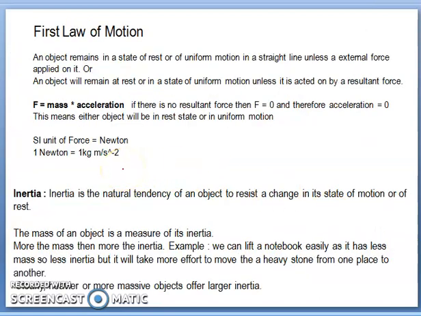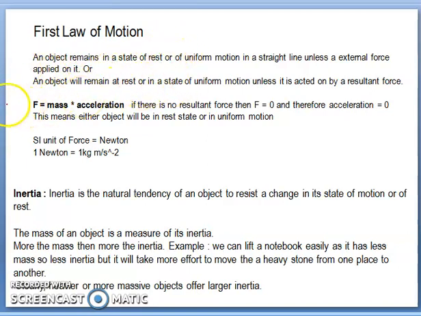Now what is the first law of motion? The first law of motion states that if an object is in a state of rest or in uniform motion, then it will continue in the same state until and unless an external force is applied on it. That means the object will remain at rest or in uniform motion.